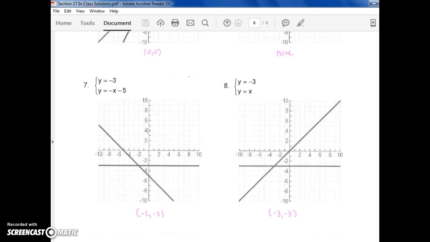And also on number 7 and number 8, those are unique situations because we have those special kind of lines, the horizontal lines. Y equals negative 3, and then it's intersecting another line. Again, we're just looking for the point of intersection. There it is, negative 2, negative 3. And the same thing here on graph 8, we have negative 3 and negative 3.